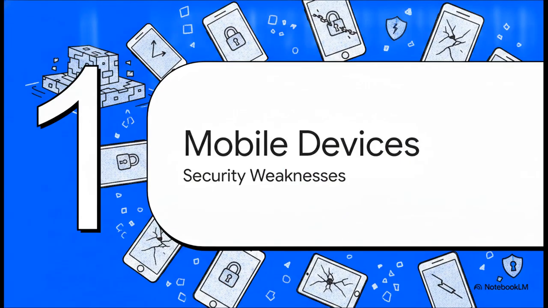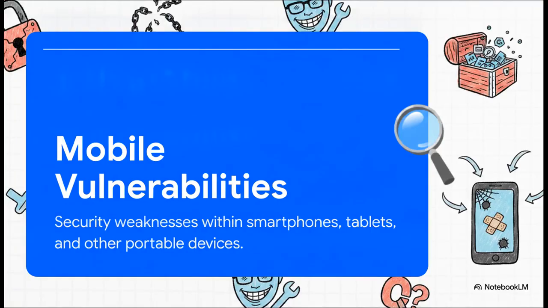Starting off with Section 1, Mobile Device Security Weaknesses. When you look at CompTIA's definition here, mobile device vulnerabilities are basically the inherent security flaws living right inside our smartphones, tablets, and portable tech. We're talking about things like insecure data storage, where your sensitive information just isn't properly encrypted, or weak authentication mechanisms that an attacker can easily bypass. And of course, the classic culprit, outdated operating systems. Ignoring those update prompts essentially leaves known backdoors wide open for anyone to walk right through.